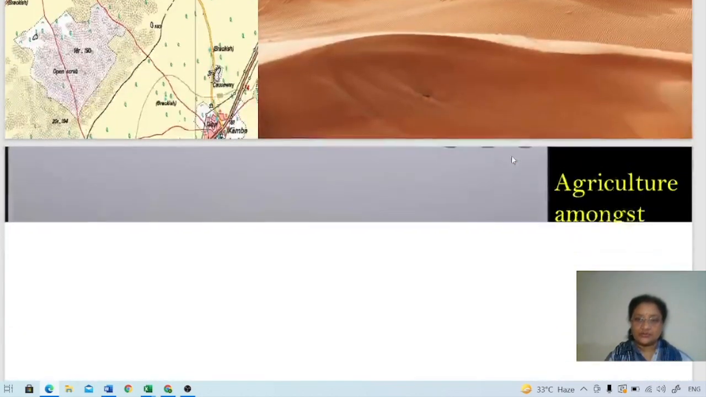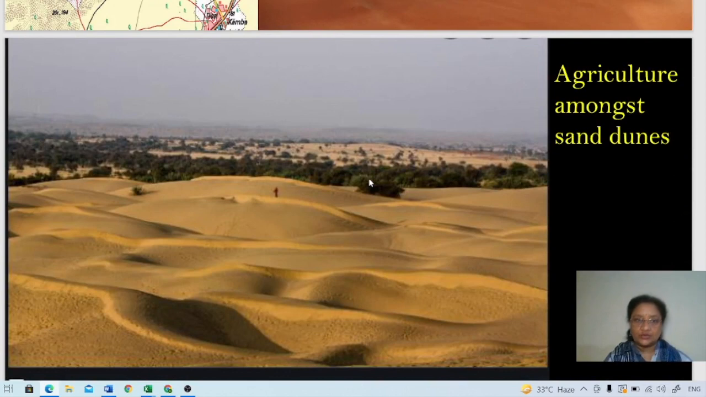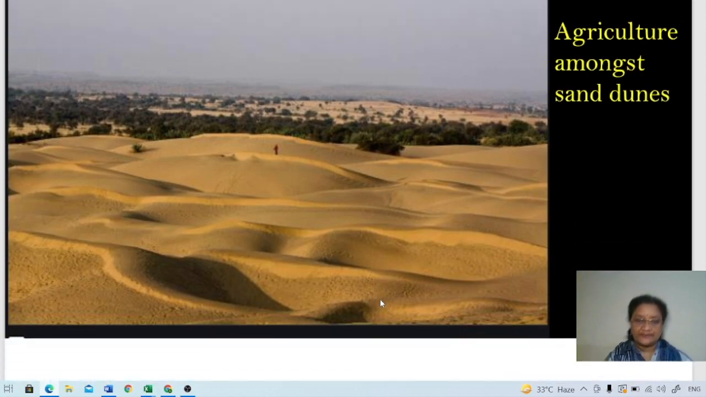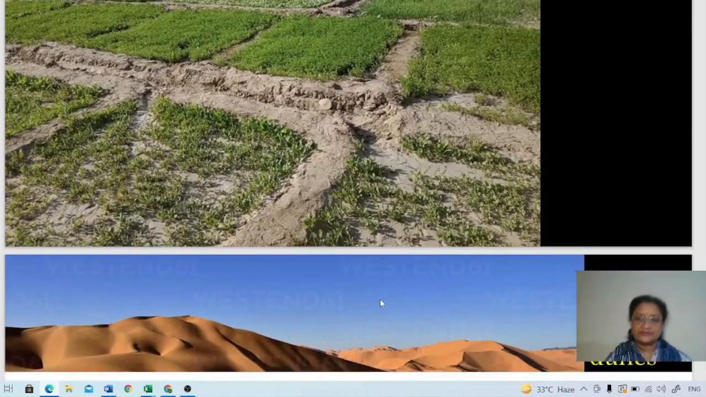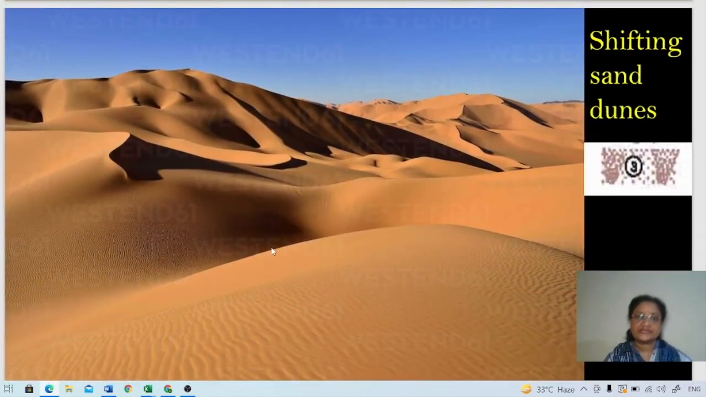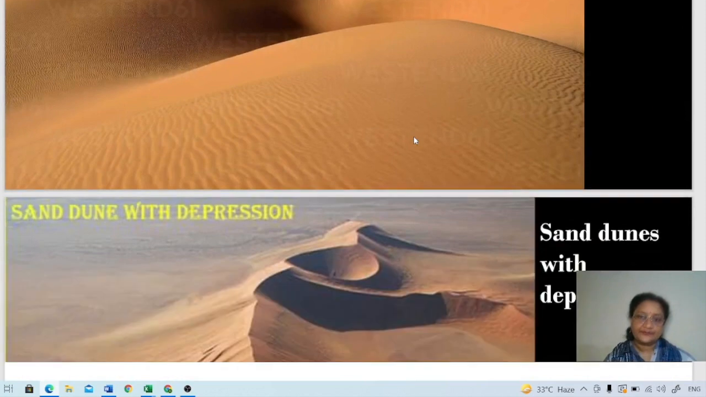Okay, now let's move to the next one. Sometimes in between the sand dunes, you will find at several places where it is possible, people also do agriculture, right? This is one of the examples of it. Then the next one, again a little bit of agricultural land. Then this is called the shifting sand dunes, right? If you remember, in 9th class you all studied that there are two types of sand dunes, longitudinal and barkans, right? These are the barkan sand dunes. They keep on shifting from one place to the other, right?